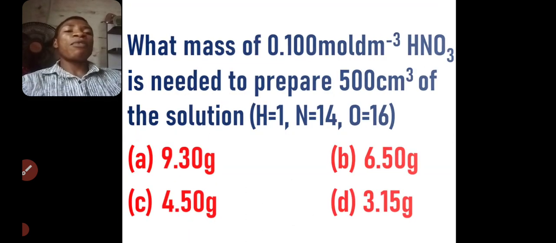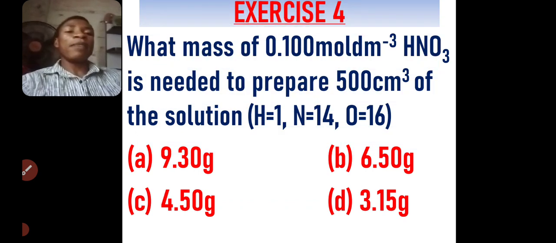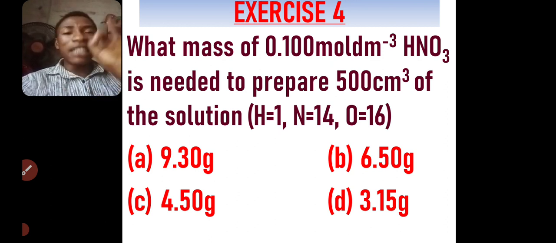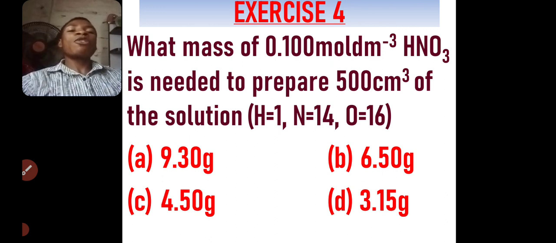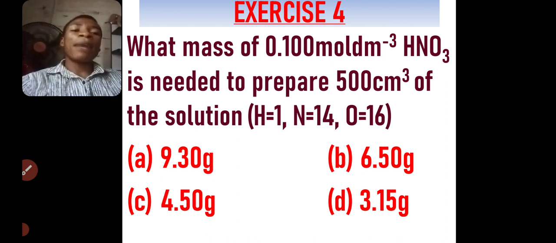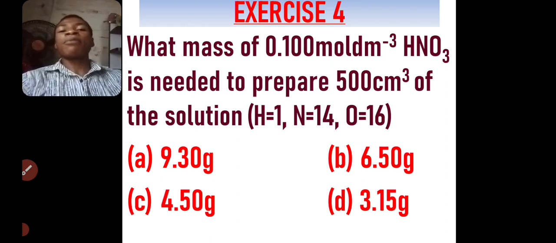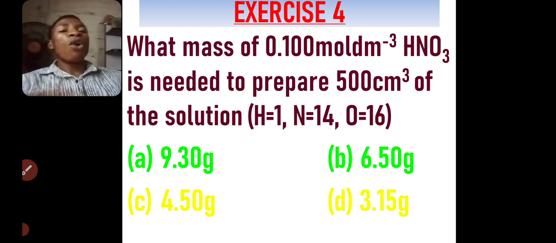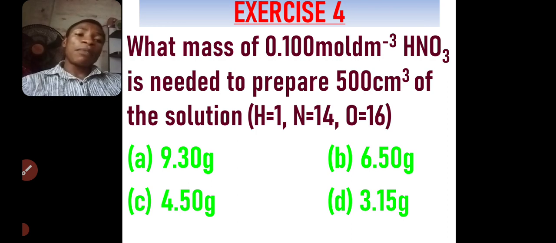Let's see exercise 4 in this place. What mass of 0.100 mole per dm cube HNO3 is needed to prepare 500 cm cube of the solution? What mass? So look at this very well. I will advise you convert that solution to gram per dm cube and use the formula of gram per dm cube, which is mass over molar mass, that over 1, to get out your answer. So with that, will your answer be 9.30 or 6.50? Or will it be 4.50 or 3.15?